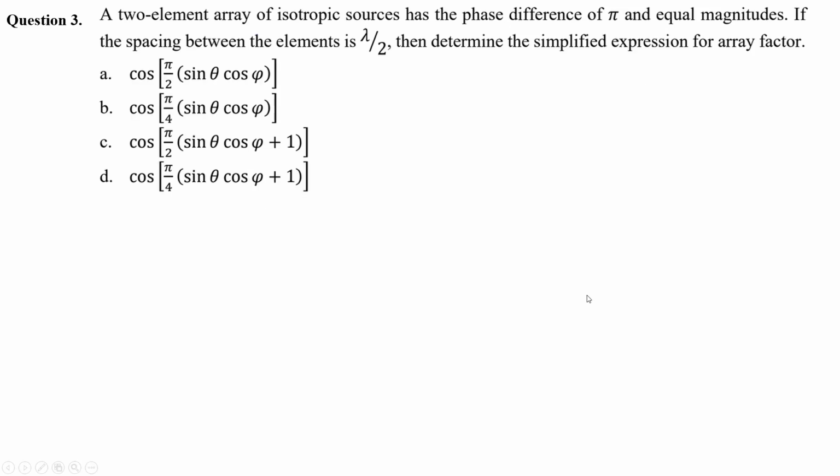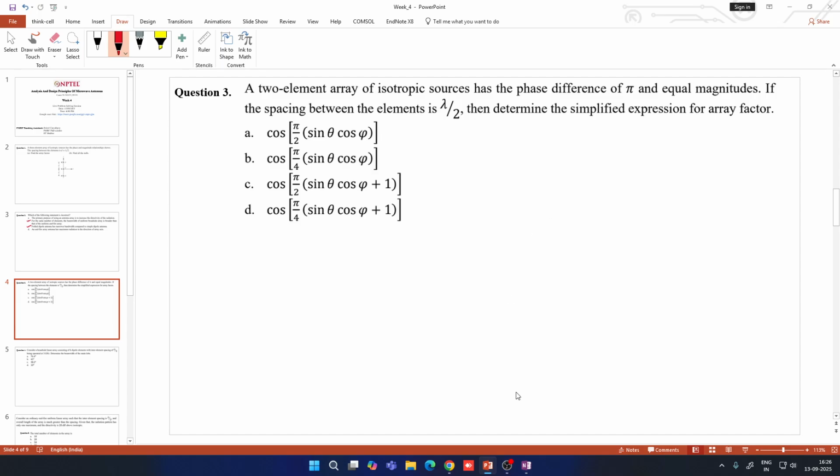In question number 3, a two element array of isotropic sources has a phase difference of pi and equal magnitudes. If the spacing between the elements is lambda by 2, then determine the simplified expression for the array factor. Okay, so in this problem, two isotropic elements form an array whose phase difference is pi, and they have equal magnitude, and the spacing between them is lambda by 2. So we have to find the array factor for them.